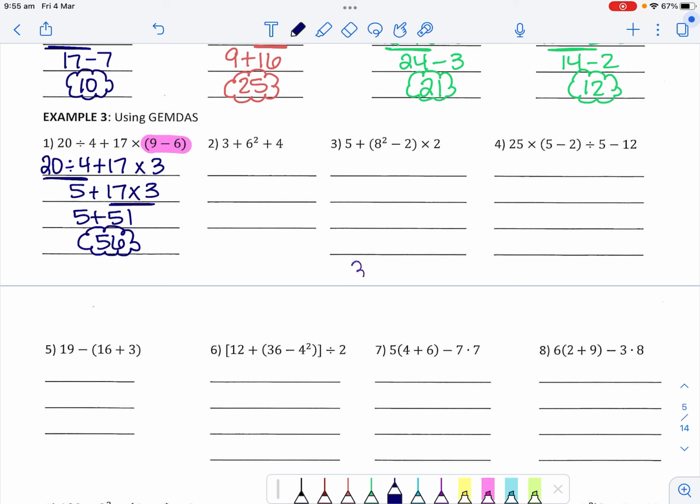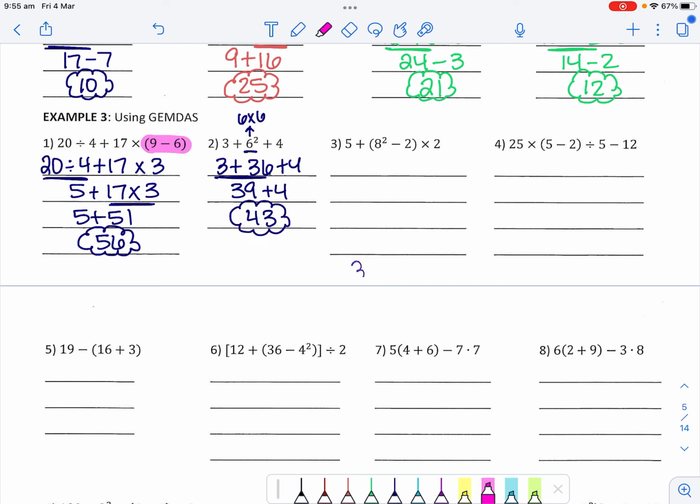In number 2, my exponent is going to come first. Remember that this exponent means 6 times 6. So this is 3 plus 36 plus 4. And then I'm going to go from left to right. So 3 plus 36 is 39, plus 4 is 43.